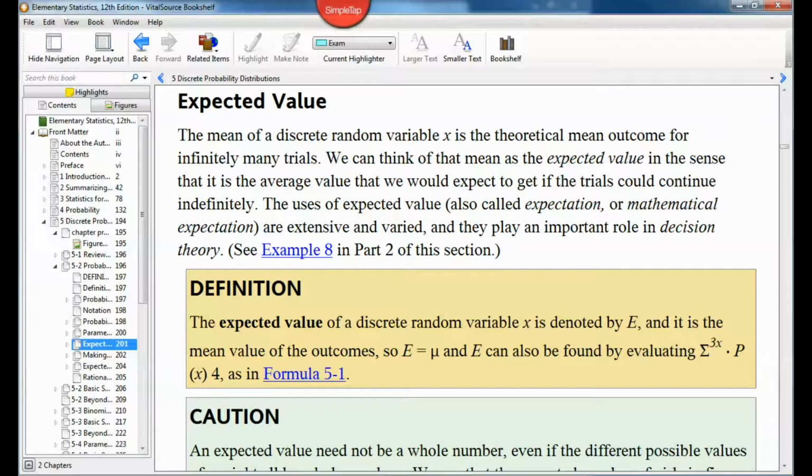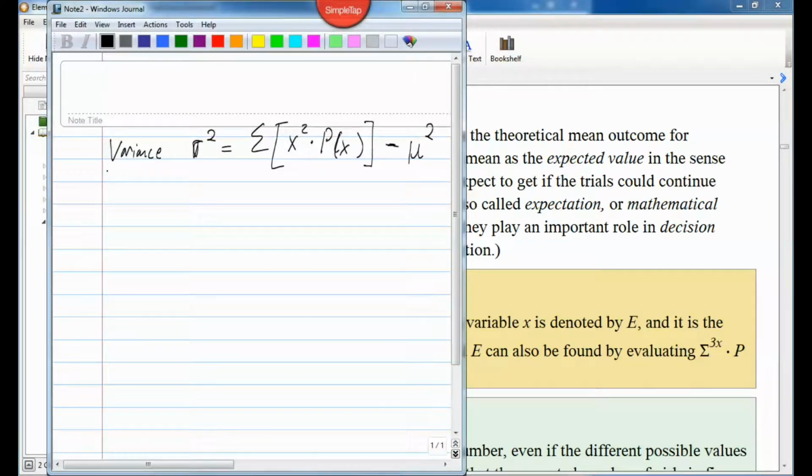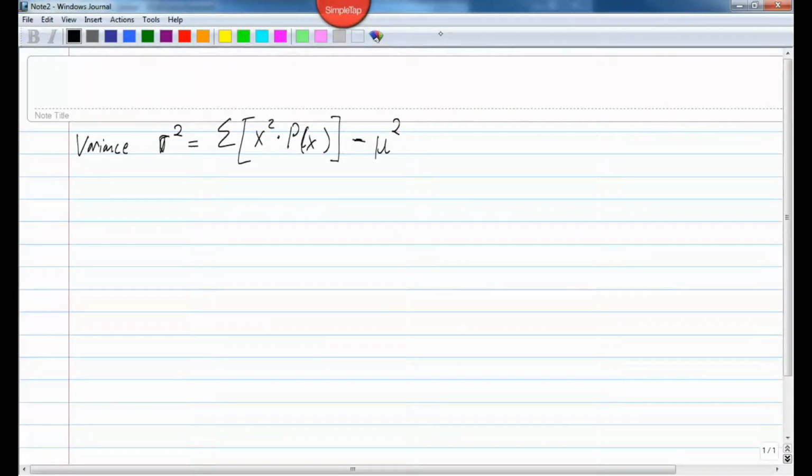Just like with some of the data sets that we worked with earlier, where we could use the range rule of thumb to find the maximum and minimum usual values, we can do the same once we have the standard deviation and the mean here, using our formulas for probability distribution. We can find the maximum usual value by taking the mean and adding 2 times the standard deviation. That gives us the maximum usual value.